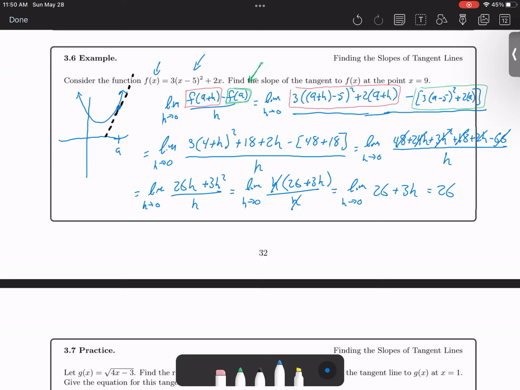So the slope of this line right there, the tangent line, has a slope of 26 units, or rather 26 y units per x unit. So for every one movement I go over, I go up 26 units.